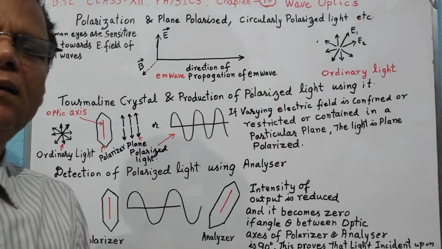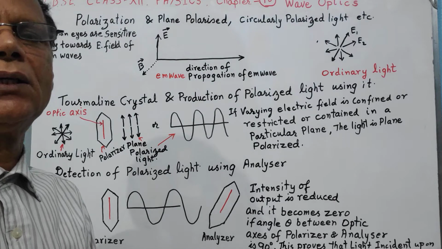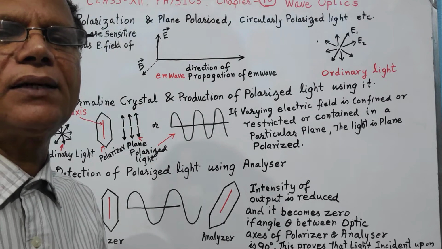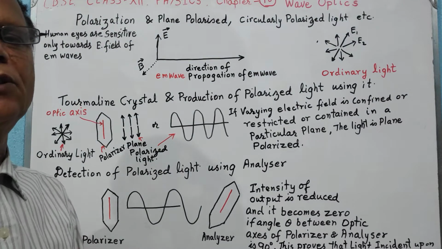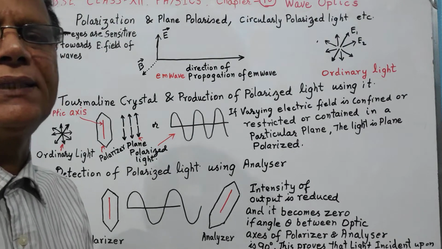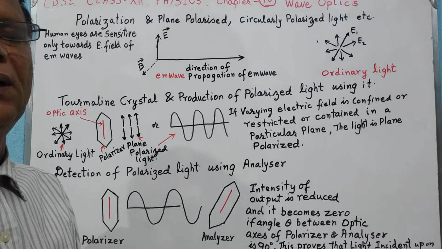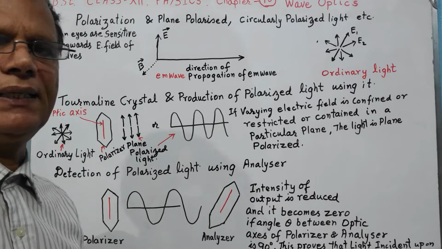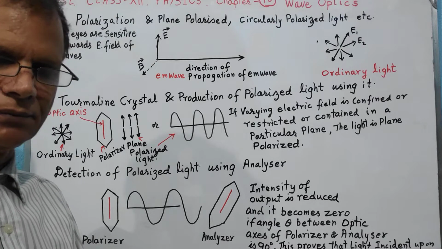Now, as a matter of fact, when light is incident on our eyes, the eye is sensitive towards the variations in the electric field of the light. It is not sensitive towards the variation in magnetic field. And so from now onwards we will talk in terms of the electric field present in light and ignore the presence of magnetic field.